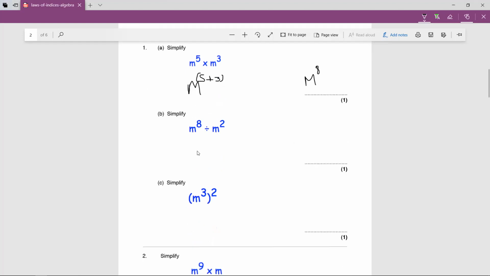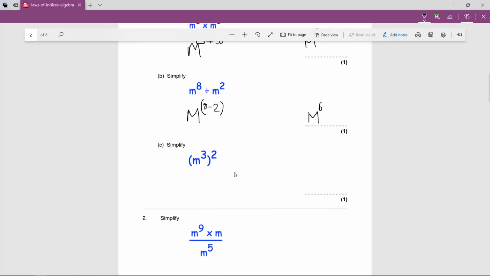Number 2, as you can see, we will be having m power 8. And for division, the second law of indices states that for the powers, you'll have to subtract them. So our answer will be m power 8 minus 2 is 6. The third law of indices will be applied to question number C. The third law states that in such a case, you'll have to open the bracket by multiplying the powers. So m power 3 bracket everything to power 2 will become m power 3 times 2 is 6.